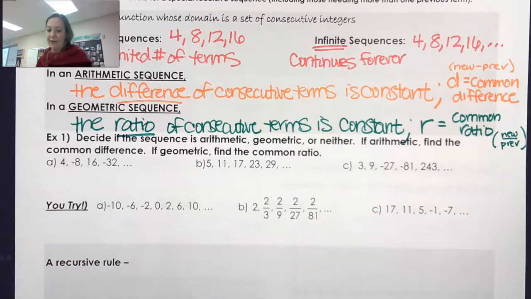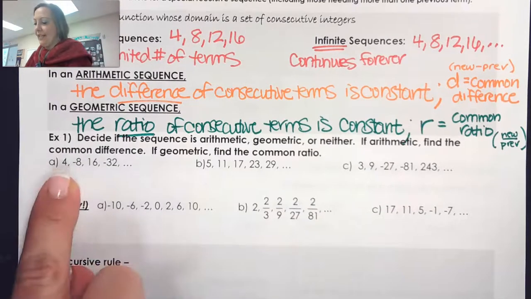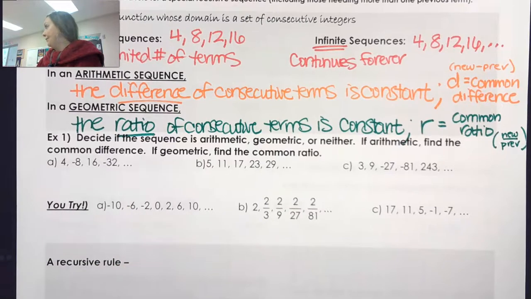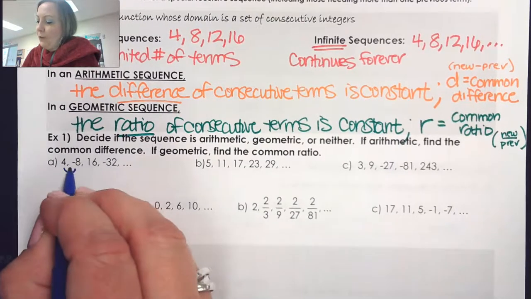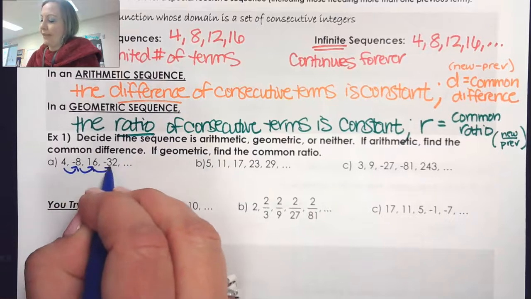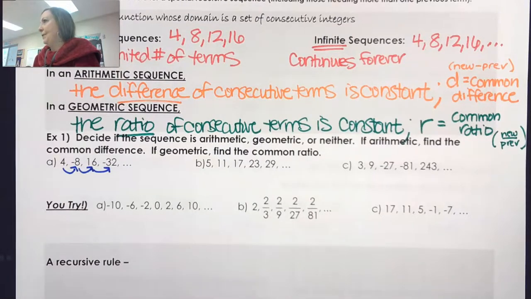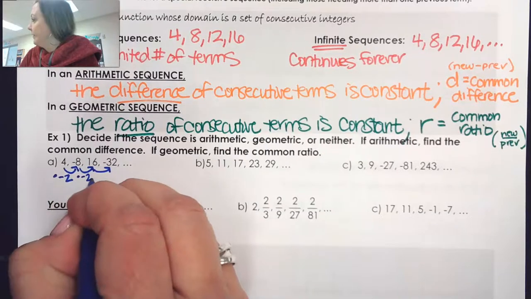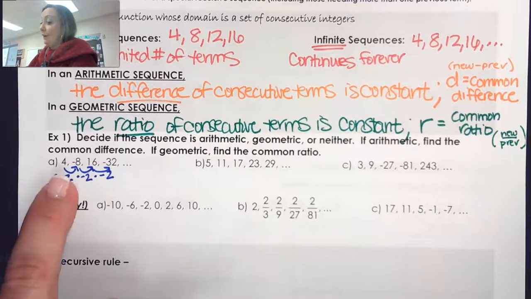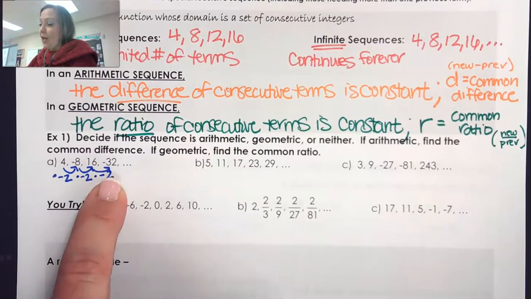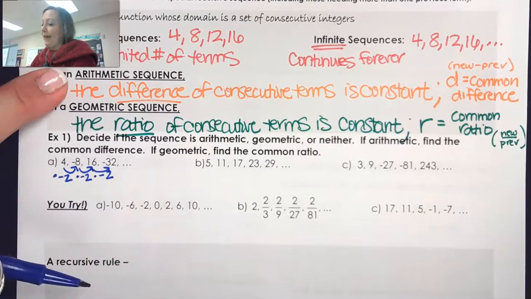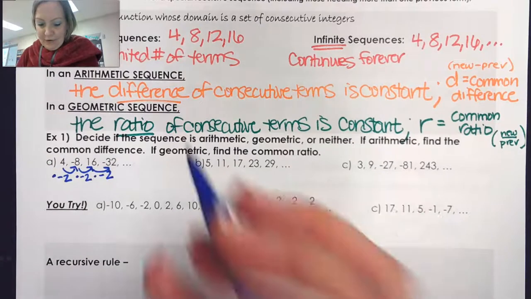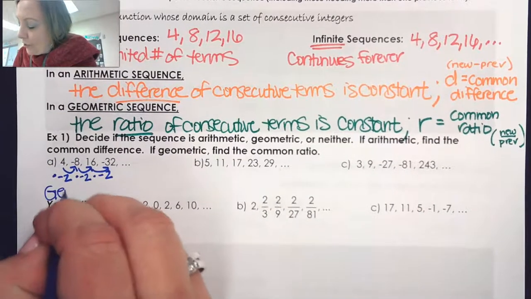In letter A, we have 4, -8, 16, -32. That follows a pattern, right? What pattern does it follow? What do we do to get from one term to the next? What are we doing? Multiplying by -2. Is that always the case? Yes. So for this sequence, this is always the case. So does that mean that this is arithmetic or geometric? Geometric. Good. Okay. So this is going to be geometric.